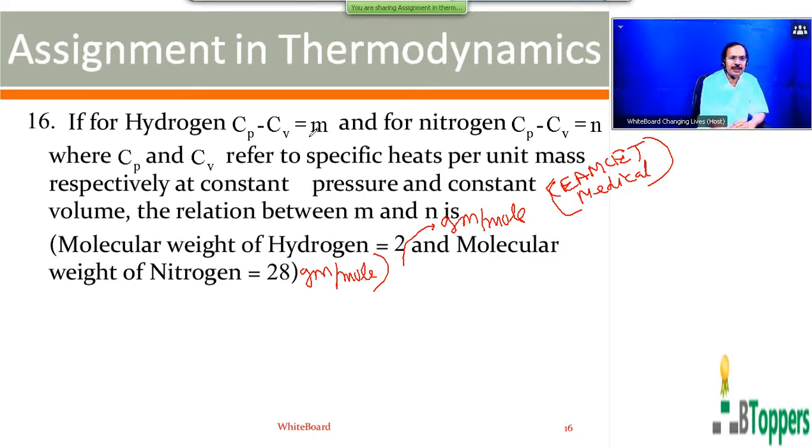If for hydrogen Cp minus Cv equals small m, and for nitrogen Cp minus Cv equals small n, where Cp and Cv refer to specific heat per unit mass. As I told you, the difference between the ordinary specific heat of the gas at constant pressure and the ordinary specific heat of the gas at constant volume is equal to the ordinary gas constant, or you can write small r.